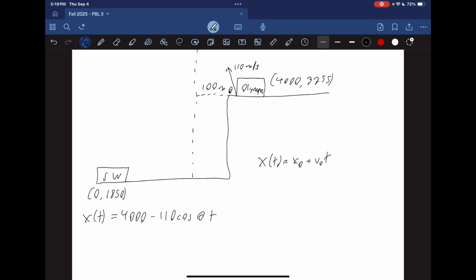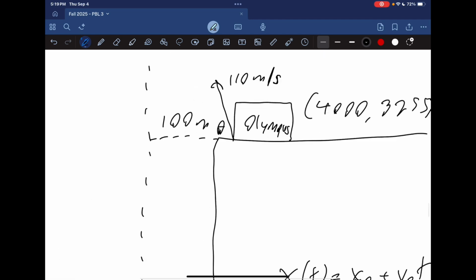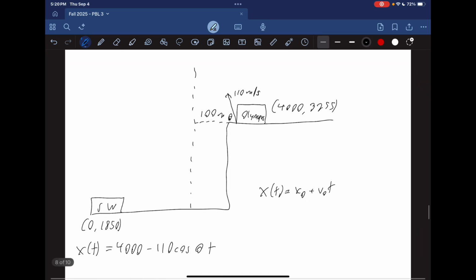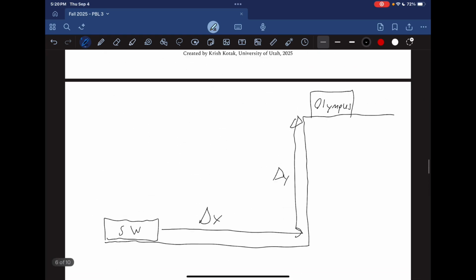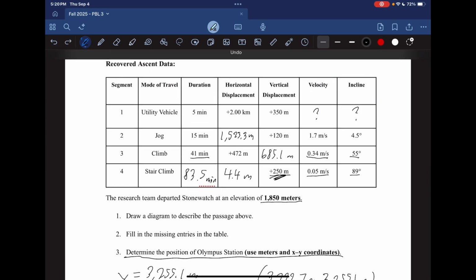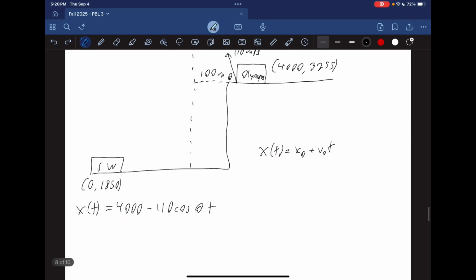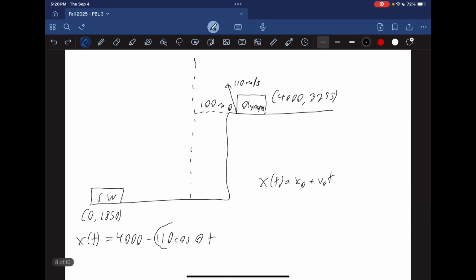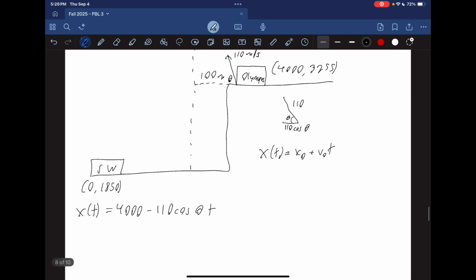You may ask, well, why is there a minus sign there? You have to look at the diagram and realize that the vector is pointing to the left. Up to this point, we've assumed that to the right is the positive displacement. You can see that up here with these plus signs. And so if it's moving to the left, that is a negative displacement for x naught. And then I got this value of 110 cosine theta just from this. Here's our 110, here's theta, so our x displacement is 110 cosine theta.